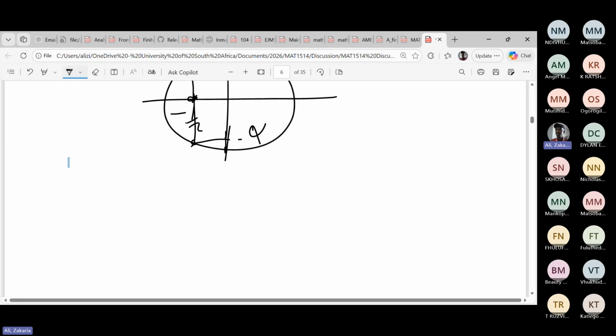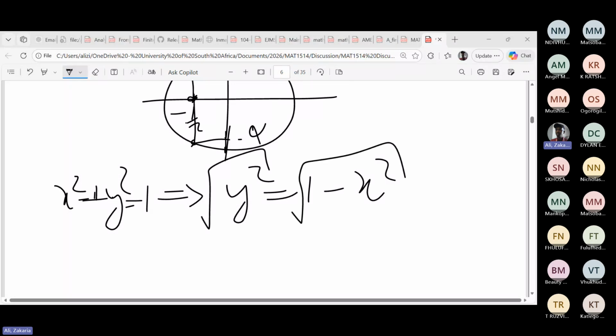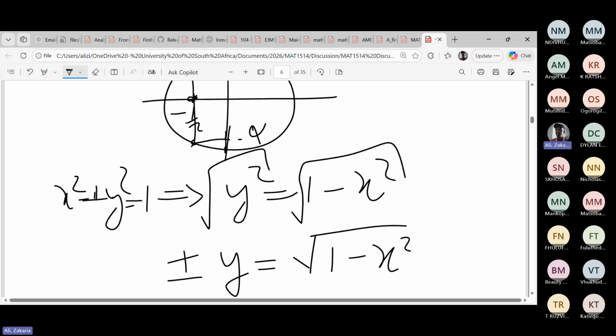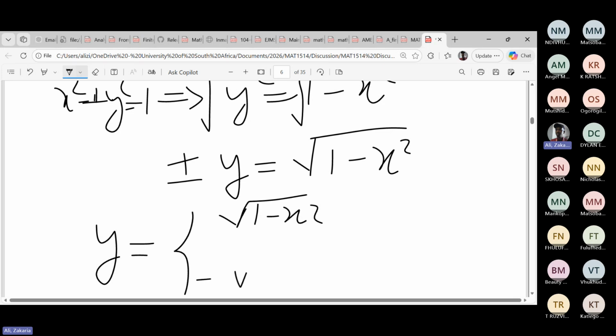If you take the circle, x squared plus y squared equal to 1, then you can write it as y squared equal to 1 minus x squared. Then by taking the square root on both sides, the left hand side becomes plus or minus y, and the right hand side just becomes the square root of 1 minus x squared. This one we didn't simplify. Simplifying it further, we have two different functions, y equal to square root of 1 minus x squared, and another one, y equal to minus square root of 1 minus x squared, right?